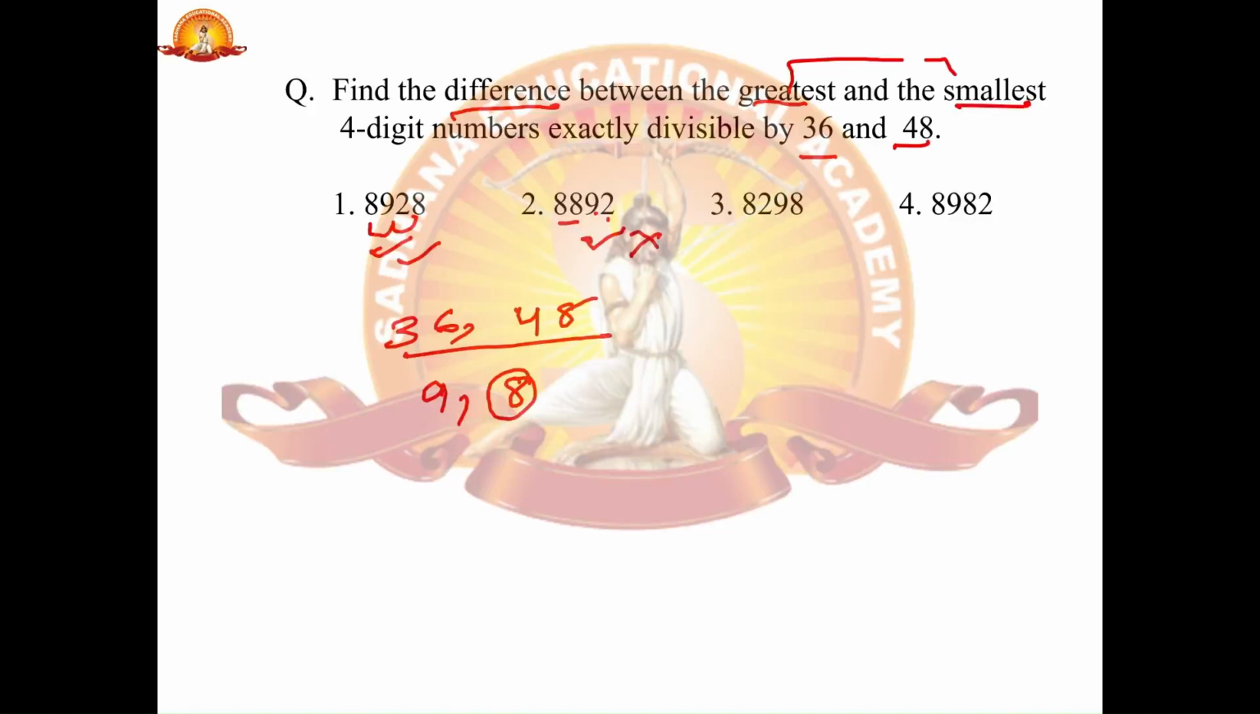Next, the third option is also matching the 9 table. Let me verify with the 8 table. 3 8s are 24, 58. It is not divisible by 8. The last option is also matching the 9 table. Let us check with the 8 table. 12 8s are 96, 22. It is not divisible by 8. Therefore, the first option is the correct answer, which matches both 9 as well as 8.